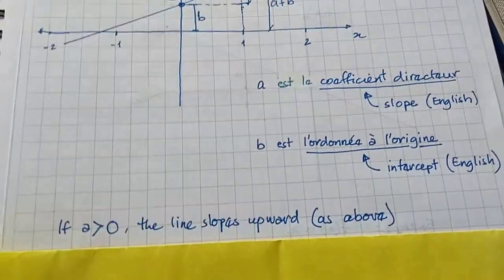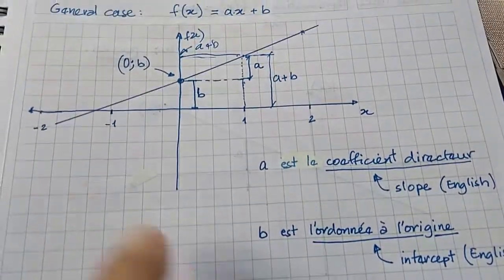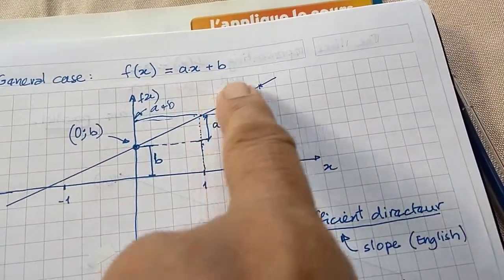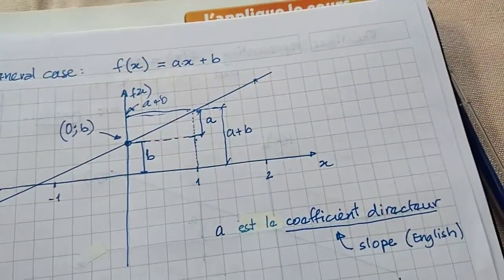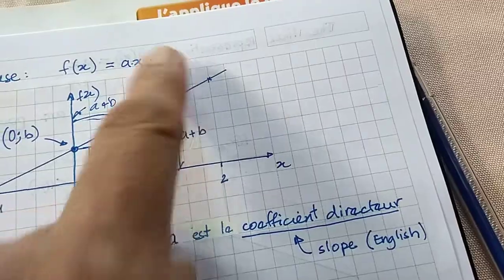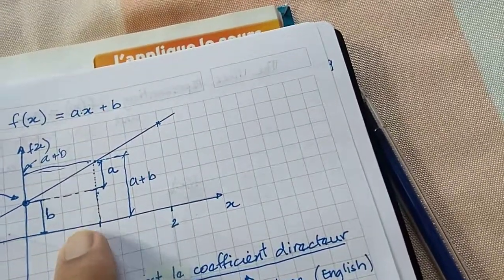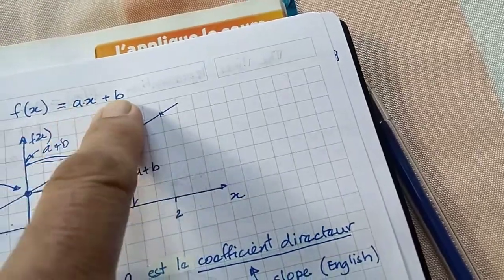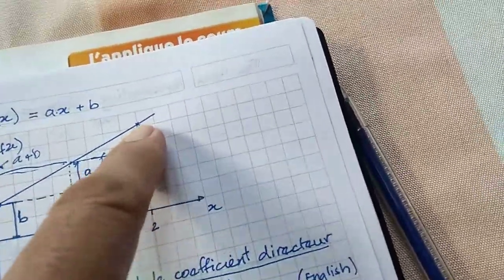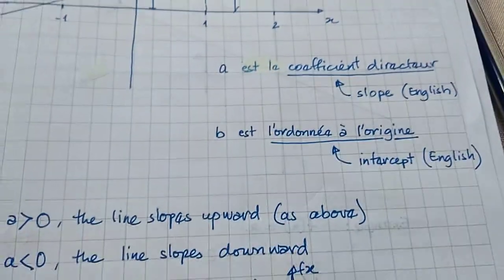So what happens if A is greater than 0? The line slopes upward. If A is greater than 0, the line slopes upward, because as x increases, the value of this also increases. If you take 1x plus b, and if you take 2x plus b, obviously the value is greater if A is positive.